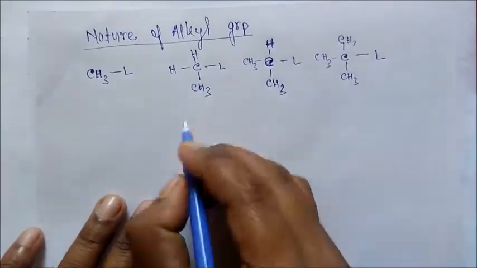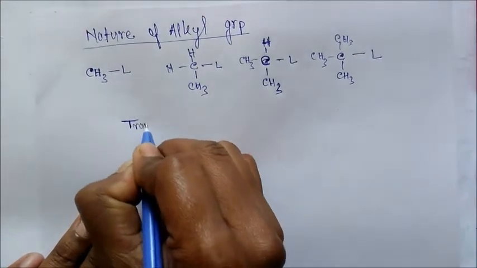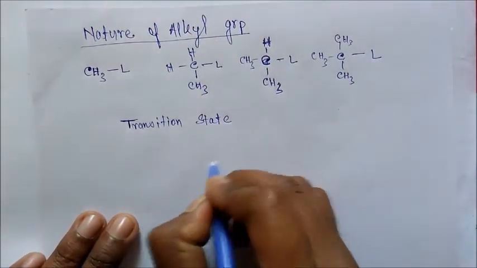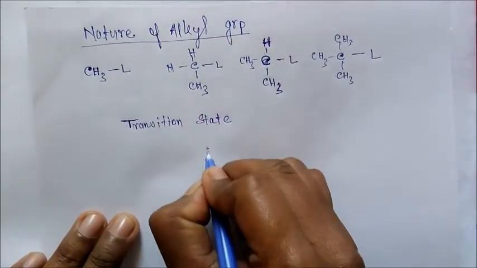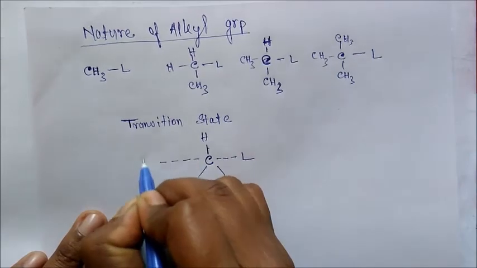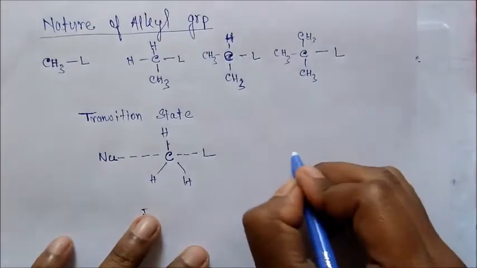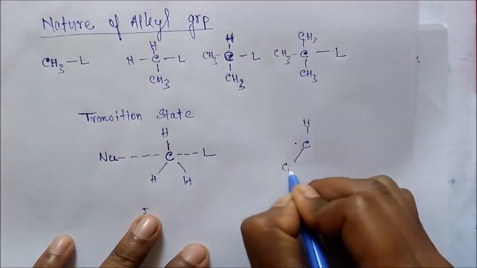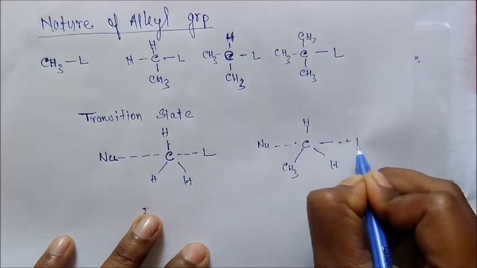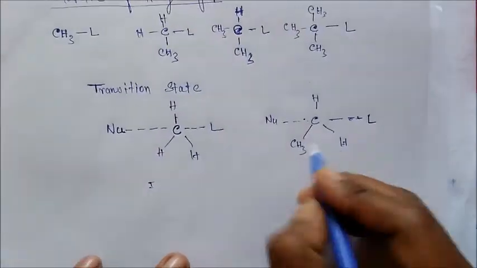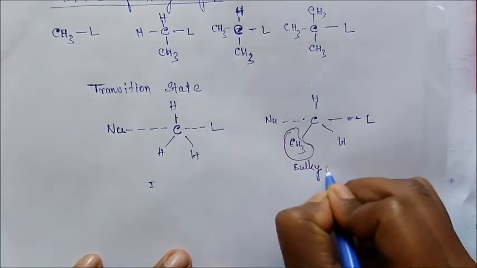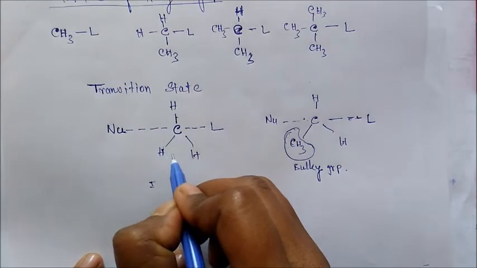What we have earlier seen in the transition state, if we take the first one, is C and H, with detaching of the leaving group and attaching of the nucleophile. This is the first one. If we take the second one, then we have H, one CH3, H, the nucleophile and the leaving group. If we compare these two, we can see that we have a bulkier group here. CH3 is a bulky group, and this one is the bulkier group. Here there is no bulkier group.